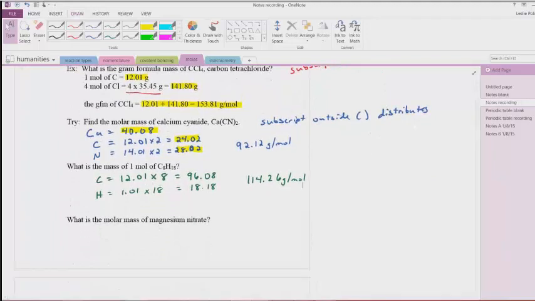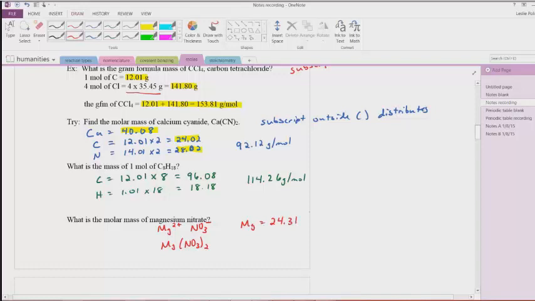Now, what is the molar mass of magnesium nitrate? Well, the first thing you have to do is remember that magnesium has a +2. Nitrate is a polyatomic ion, NO3 with a -1 charge. So you have this formula. You have to have a formula to do a molar mass. You can't do it from a name.